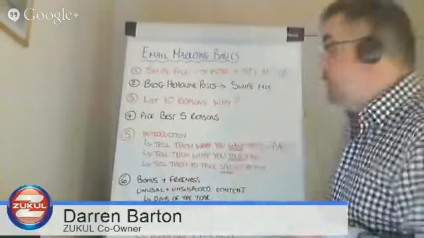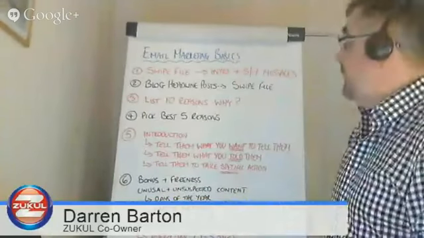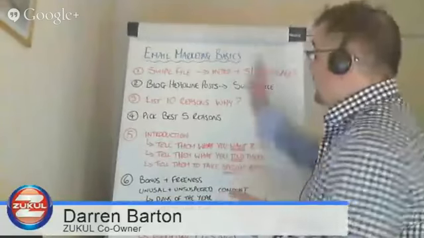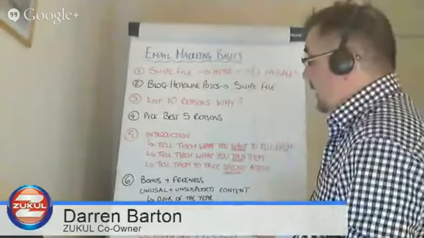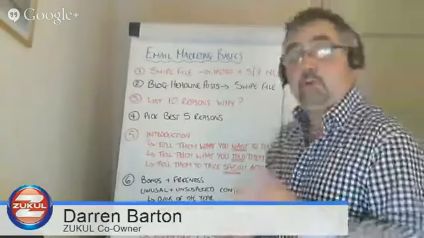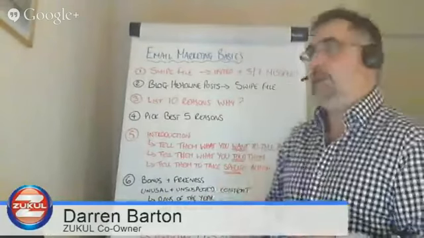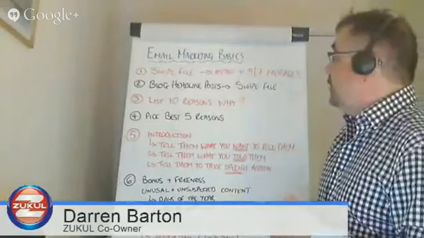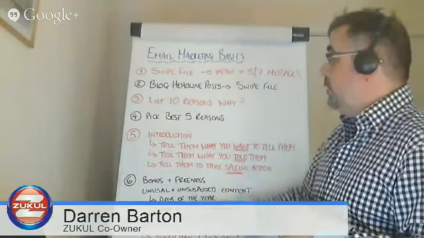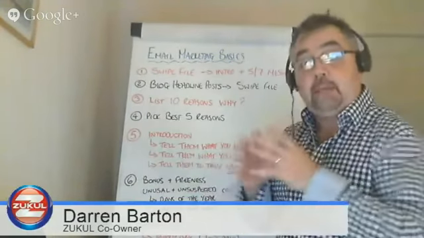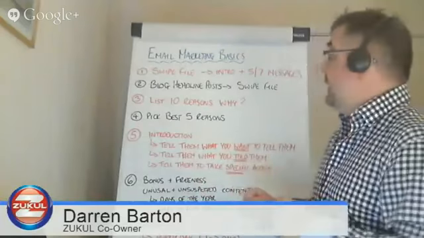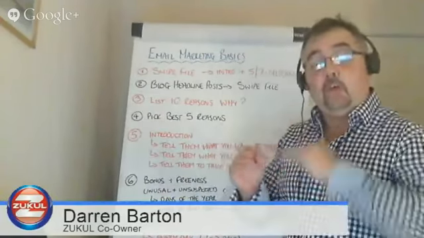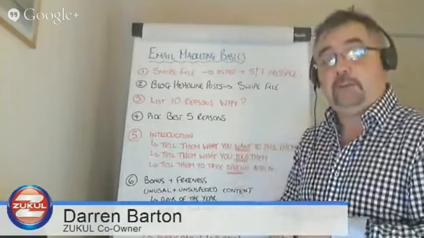But what I've got here is just 5 or 6 notes that I want to go through with you. These are the notes that I had for a blog post I did on the ZUKUL blog recently, a couple of days ago, something like that. I'm going to go through this a little bit quicker than I would normally, because the meat of this is actually on the blog. Then I'll go back to the blog and show you where you can find some really useful information.